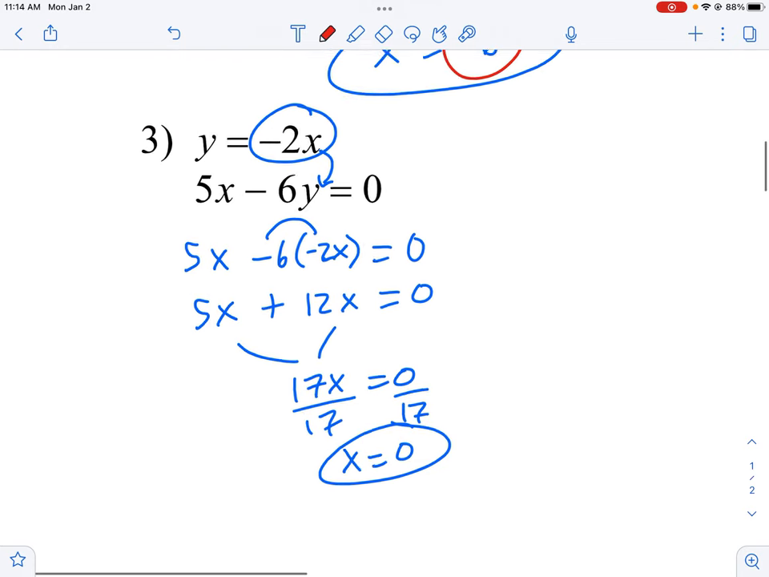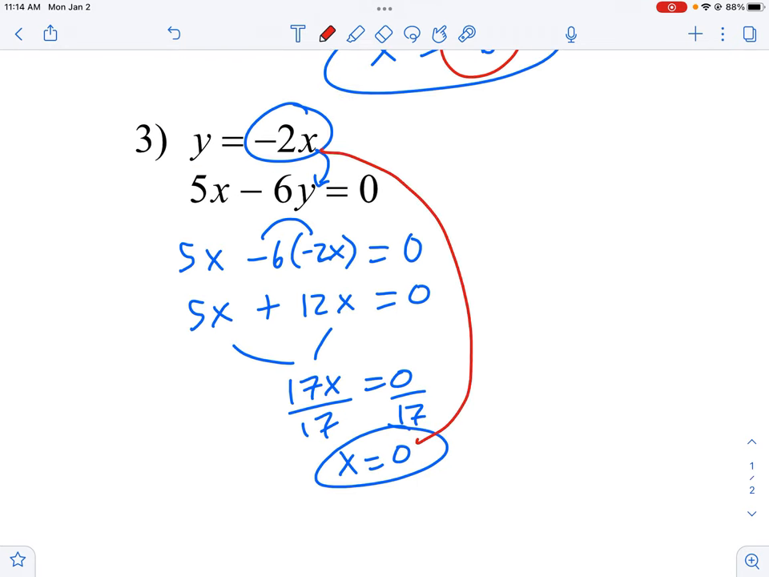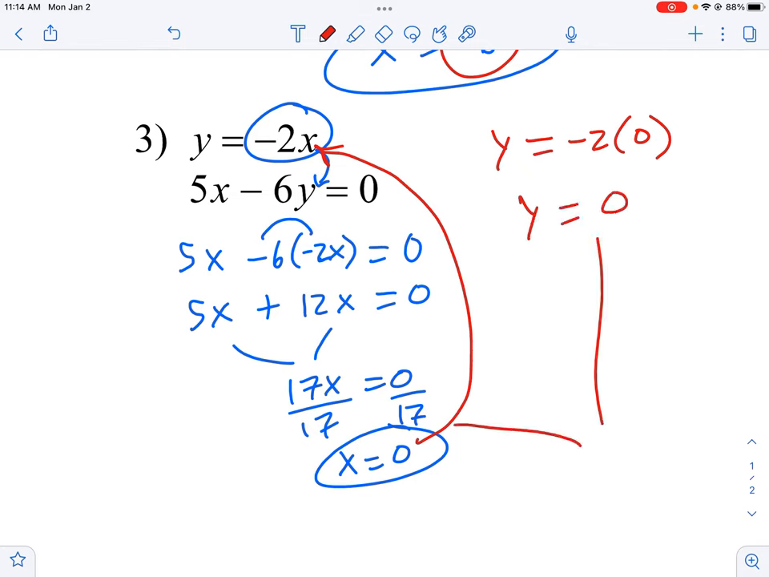It just tells us that y is negative 2 times x. So we can take this and put it in the x spot. And we get y is negative 2 times our x value of 0. Well, negative 2 times 0 is 0. All right, well, now we got our two numbers. X is 0, y is 0, and ta-da, we got our point.